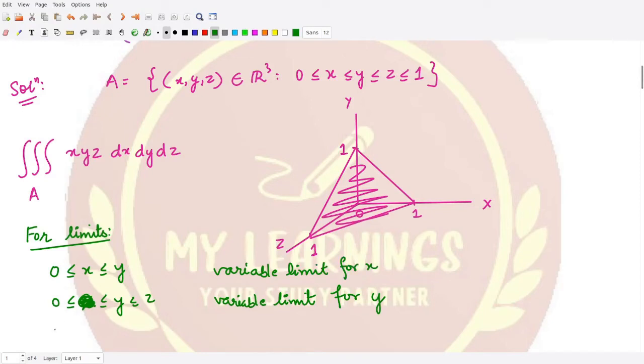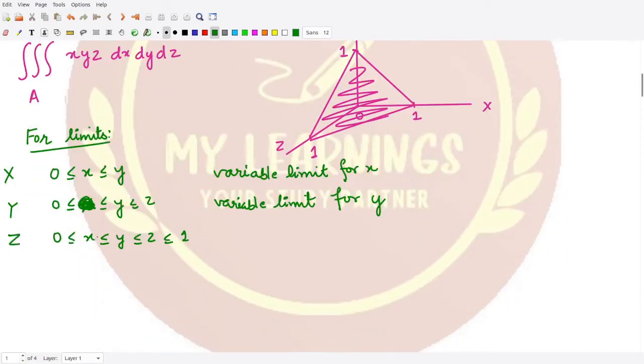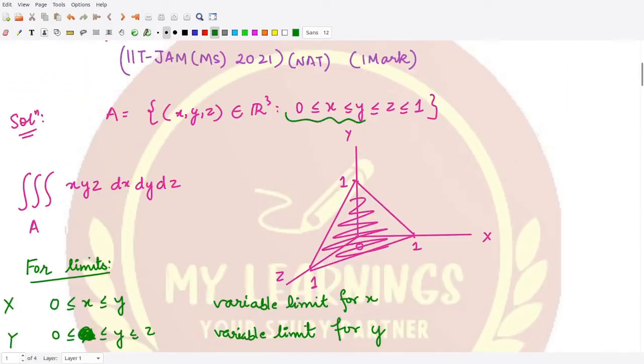And in the third case, if you take all of this inequality, now we have the limits of x with us, and we have the limits of y with us. Now we want the limits of z. So from here, if you skip these two terms, because we are only interested in the limit of z, you see you have z varying from 0 to 1. So in this case we have a constant limit for z. So now you have the limits according to this inequality.